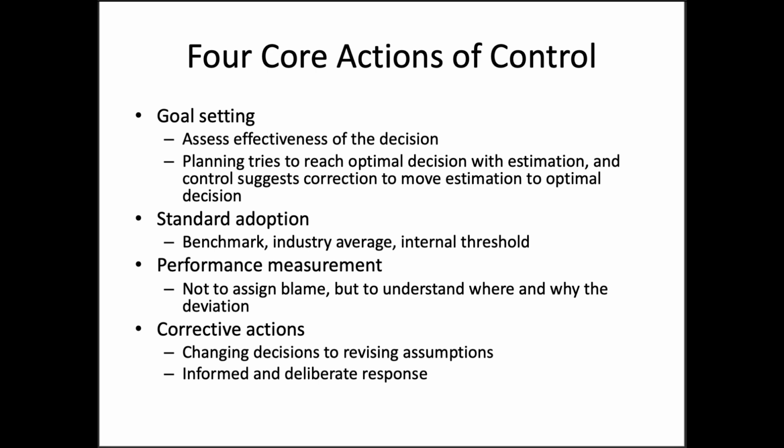Together, these four actions form a feedback loop that closes the gap between planning and execution. In business operations management and in the business simulation game, control is not about rigid enforcement or punishment. It is about learning, adaptation, and continuous improvement. Effective control enables managers to refine decisions, improve decisions, and maintain alignment between strategy and performance over time.